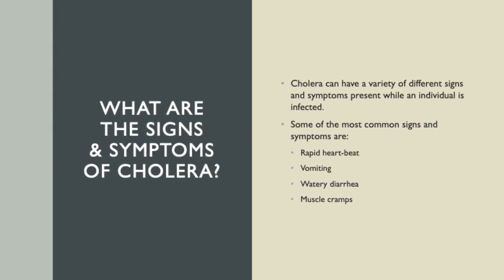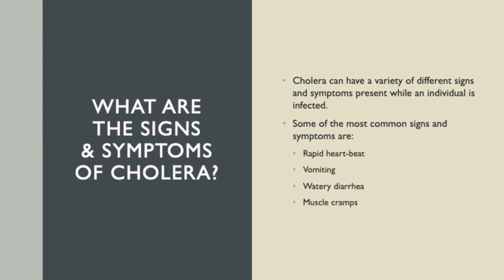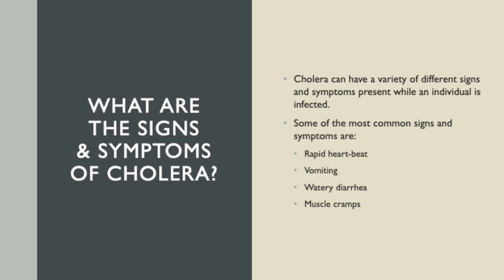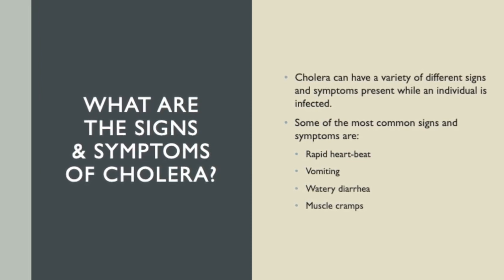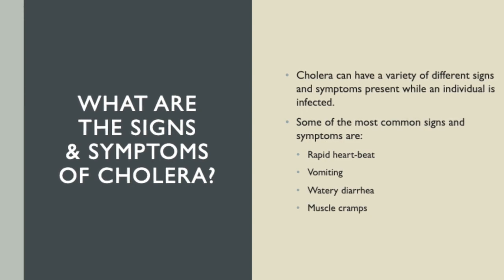What are the signs and symptoms of cholera? This disease can have a variety of different signs and symptoms present while an individual is infected. Some of the most common signs and symptoms are a rapid heartbeat, vomiting, watery diarrhea, and muscle cramps.